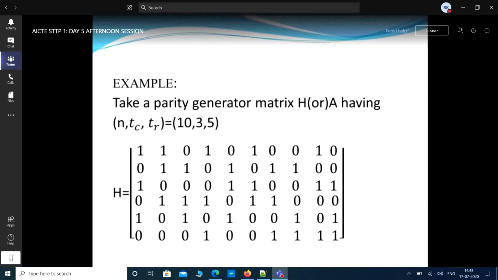Even for 10, 3, 5, you can write a MATLAB program and then increase n. It is easy to simulate the program. My motto first is to understand how to generate the encoder. So in this example, n comma tc.